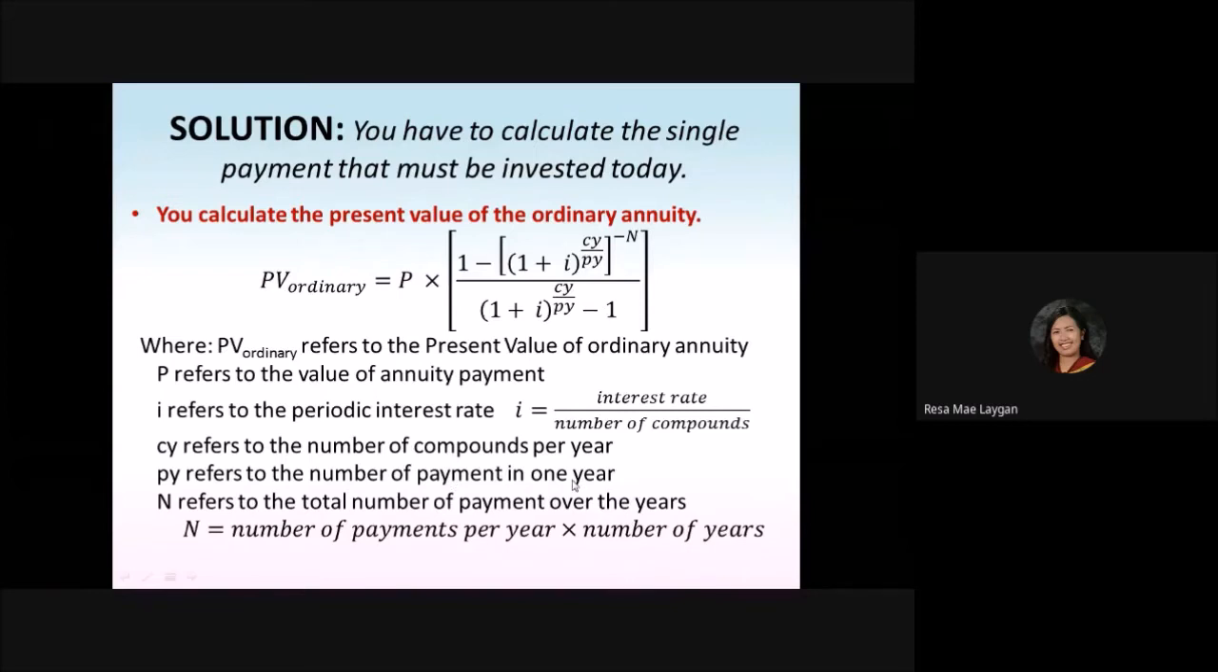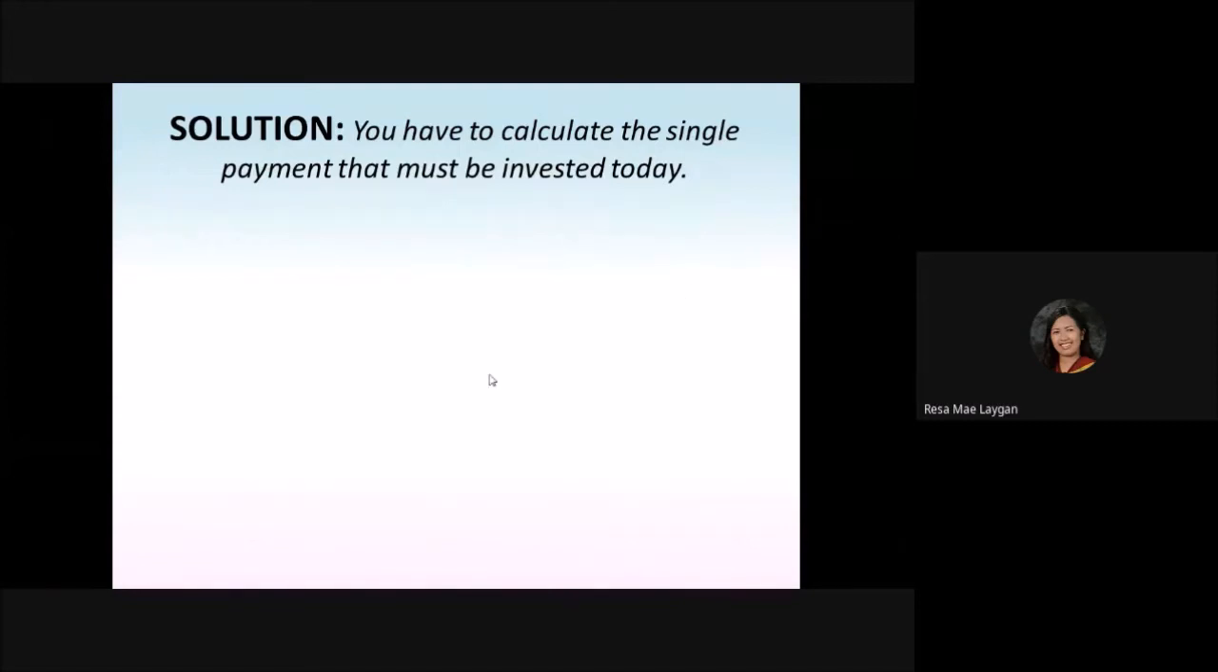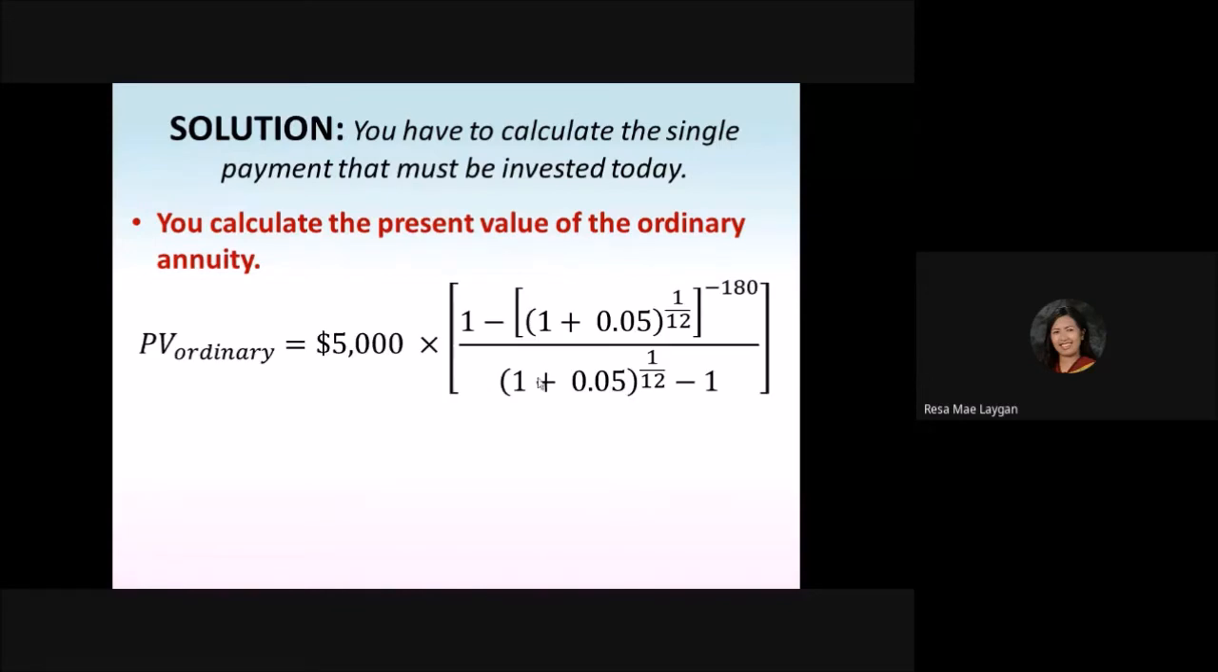So we can conclude that this is an application of the general ordinary annuity. So you have to use this formula. So using that formula, we substitute all the given values. So you will come up on this, okay?